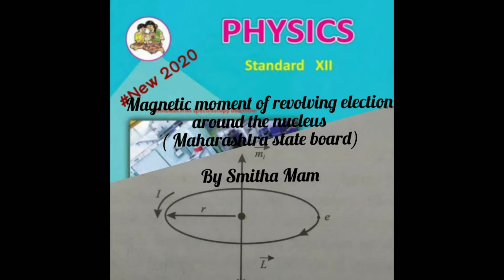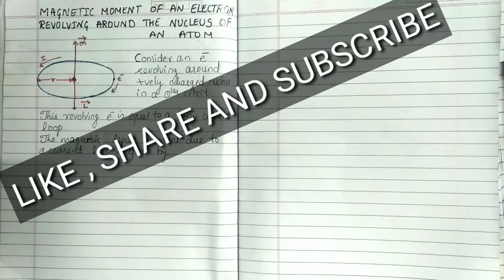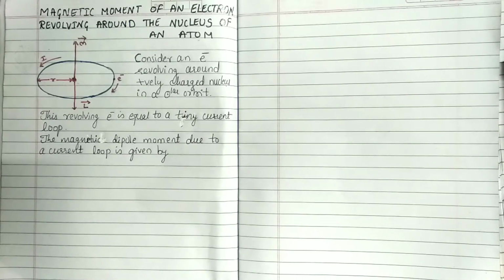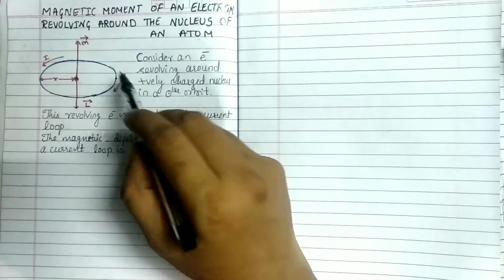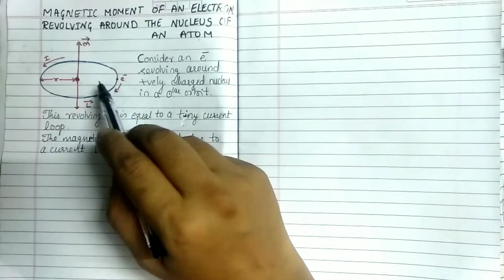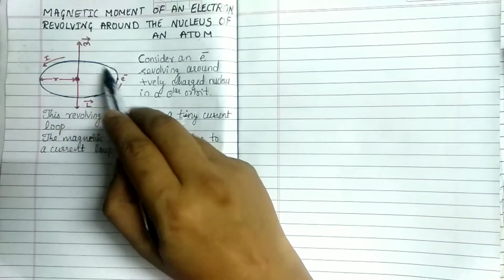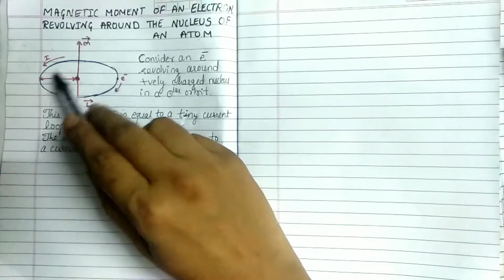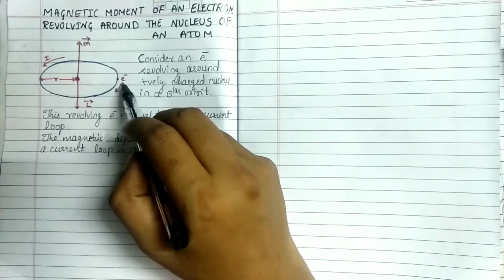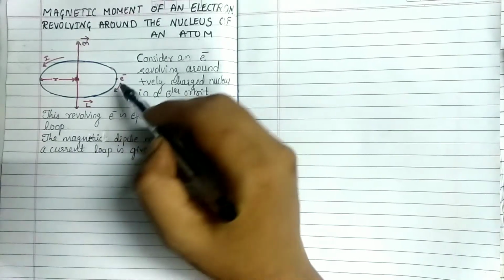Magnetic moment of a revolving electron around the nucleus. Let us derive the magnetic moment of an electron revolving around the nucleus of an atom. Here we are going to consider an electron revolving around a positively charged nucleus in a circular orbit. See the direction of motion of the electron shown in this direction.